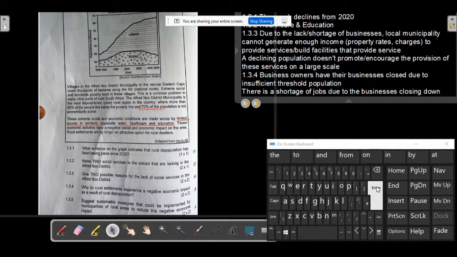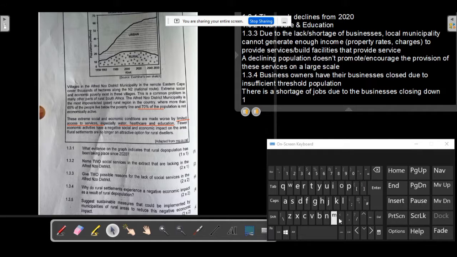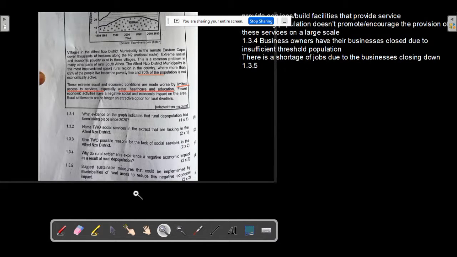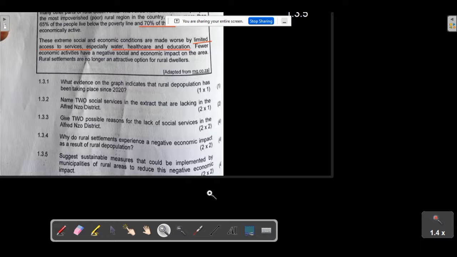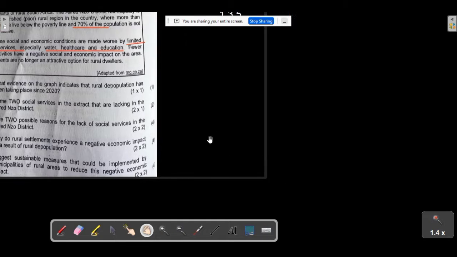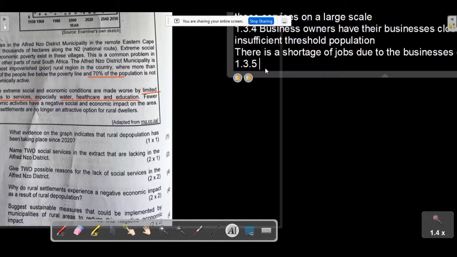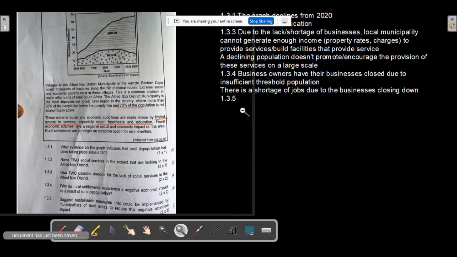Okay, let's move on to the next question. 1.3.5 is the last question of 1.3. Zoom in there, I don't see clearly. It says: Suggest sustainable measures that could be implemented by municipalities of rural areas to reduce this negative economic impact. What can we do? Now, guys, this one you cannot get wrong.